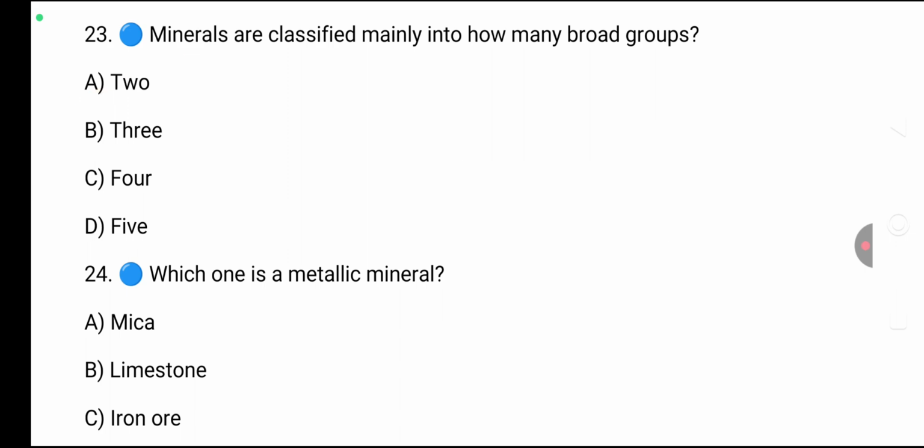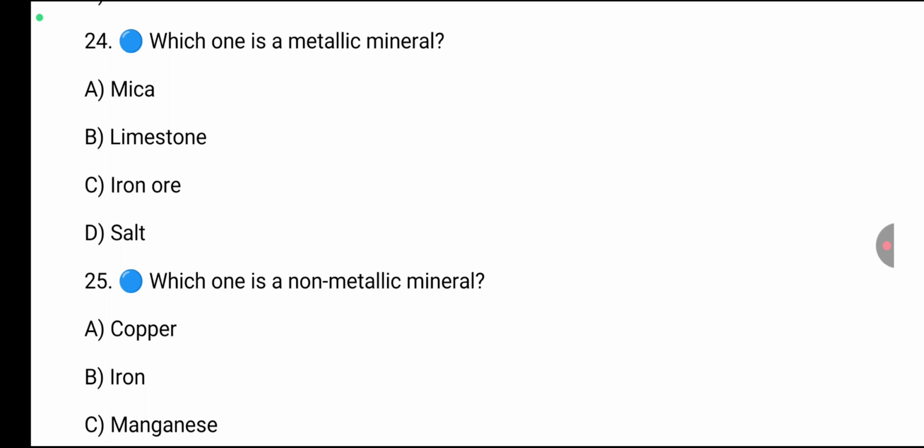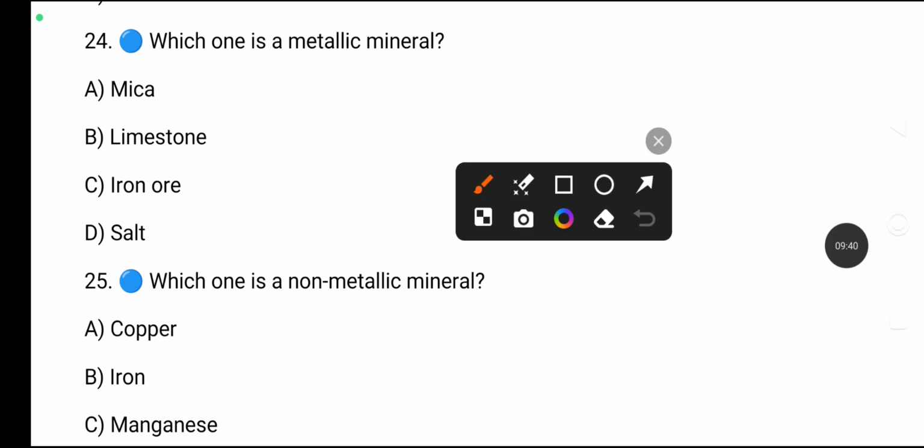Okay. Now moving on to question number 25. Which one is a metallic mineral? If you see mica, limestone, iron ore and salt, the answer will be C, that is iron ore.